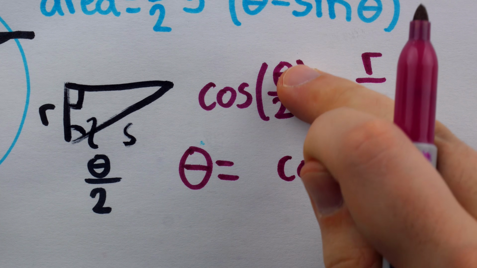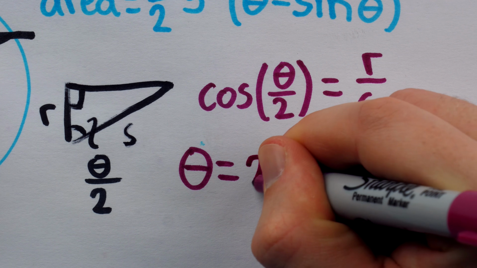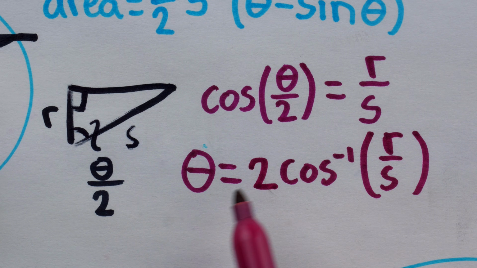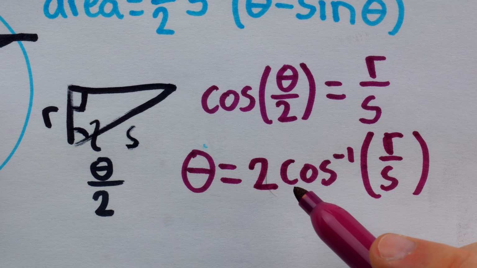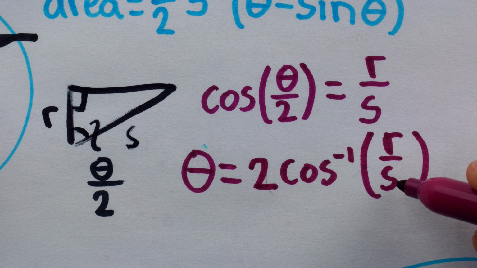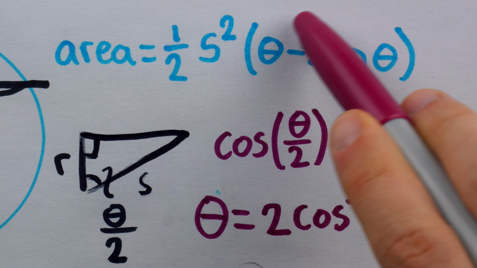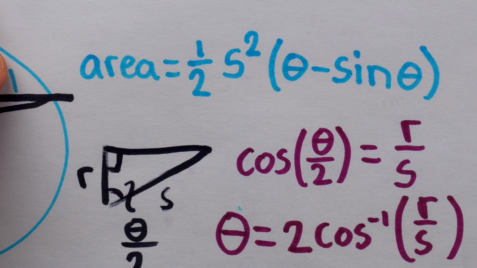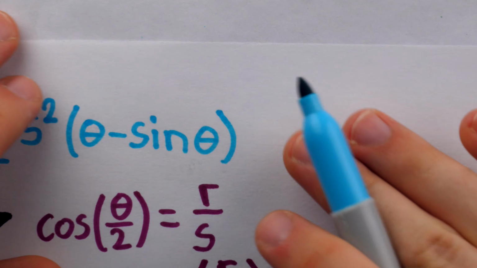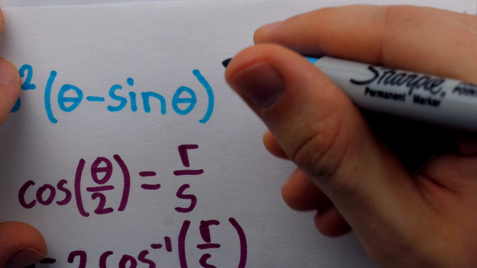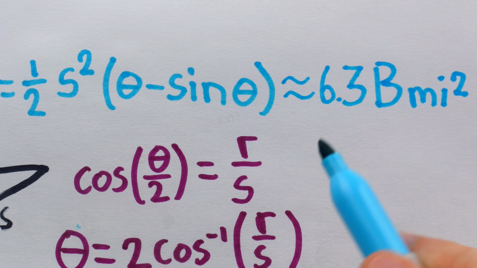Again, that would have given us theta over 2 because it undoes the cosine function. We would then need to double it so that we're just left with theta. That is theta. And this is a number. It's not unknown. This is a number we could punch into a calculator because we know r and we know S. And because this gives us a number for theta, we can also plug that in here, and thus we'd be able to evaluate sine theta. In the end, if we run the numbers, we get that the area of the sky above us is about 6.3 billion miles squared. So that's the area of the sky above us.